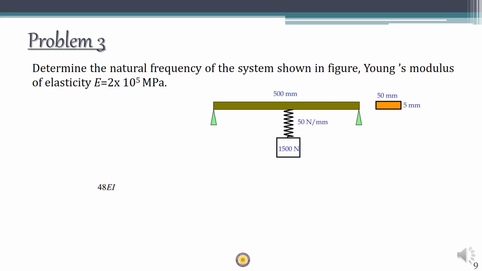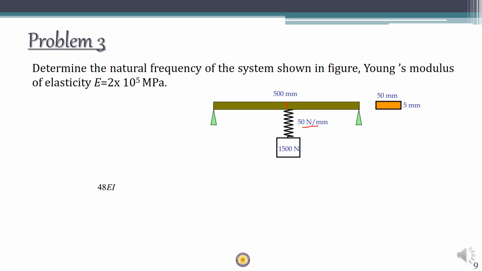See one more problem. Here we have a simply supported beam, and at the center we have a load suspended by a spring of stiffness 50 Newton per millimeter. The load is given as 1500 Newtons, so mass is 1500 by 9.81. The stiffness of the spring is given, and along with this, the stiffness of the beam will also be associated. So the stiffness of the beam is K1 and the stiffness of the spring, let's call it K2. So K2 is equal to 50 Newton per millimeter, and K1 is unknown.